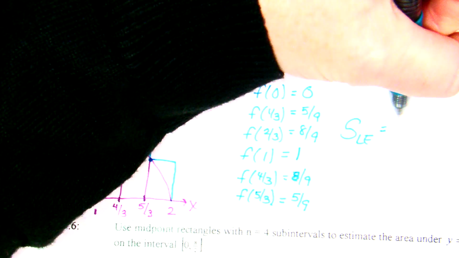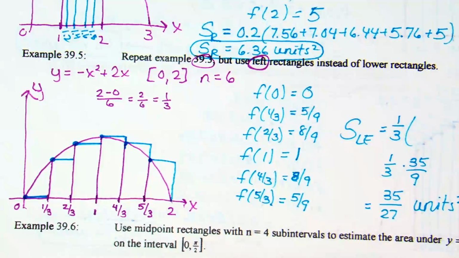Officially, you guys know what to do here, right? It's 1/3. You add all these up. It becomes 1/3 times 35/9. You get an answer of 35/27. And Cassidy is going to tell me units squared.